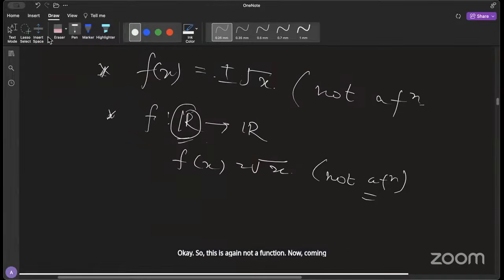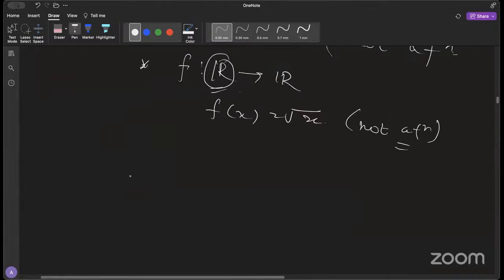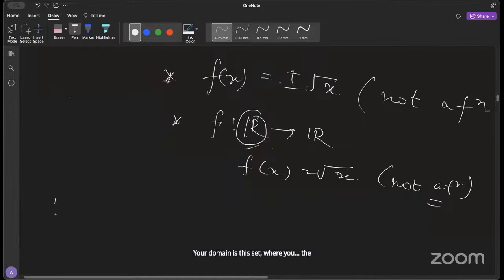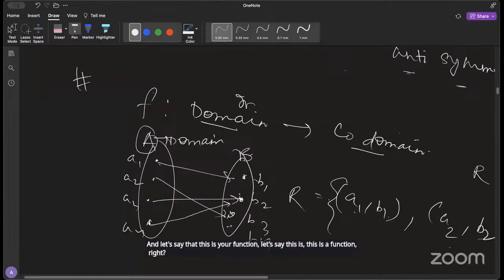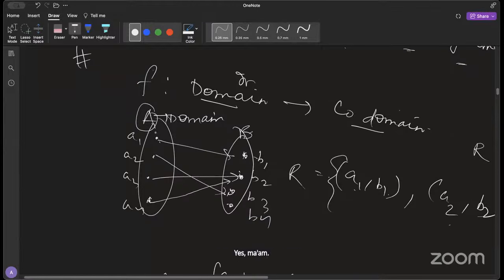Now coming to the domain and codomain part. For the domain, the input set is called the domain set. This entire A is the domain. Let's say this is a function, right? So this A is your domain. And what's the codomain here? This B set is called your codomain.